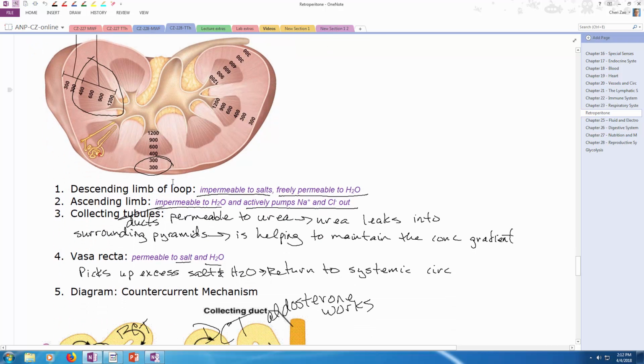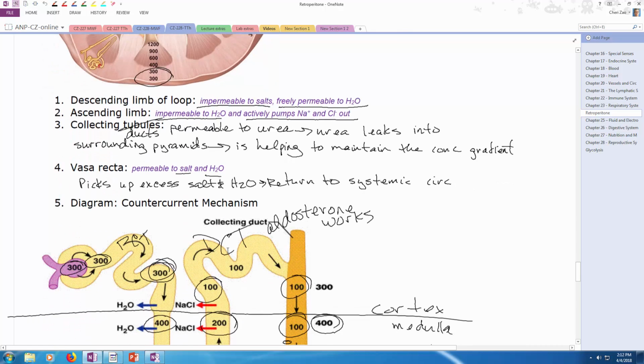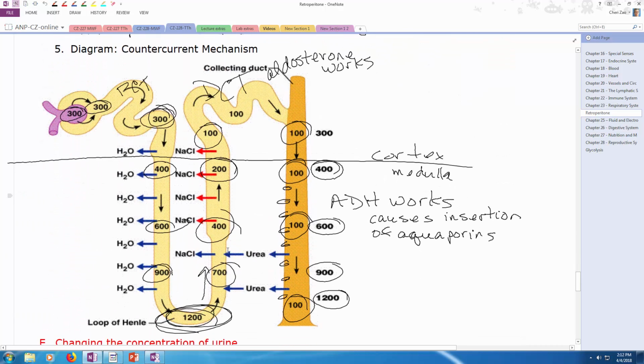Remember, the descending limb of the nephron loop is impermeable to salts, but freely permeable to water. Our ascending limb is impermeable to water and is going to actively pump sodium chloride out. The vasa recta is around the nephron loop and will be picking up whatever water and salt is pumped out into that area that could be causing any sort of dilution, and also putting it back into our bloodstream, which is where we need it. So this is all about the countercurrent mechanism of the nephron as well as the collecting duct.